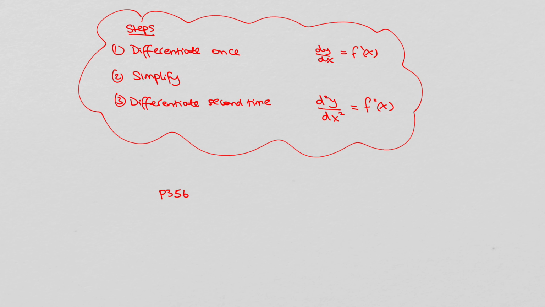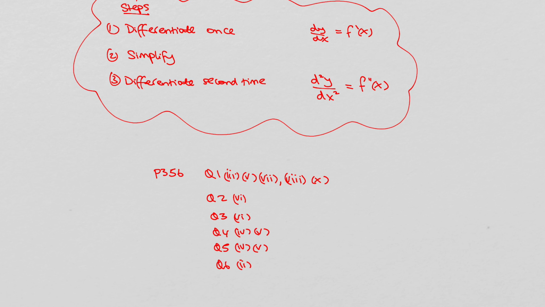So if we go to page 356, we're going to do the following questions. Question 1, part 3, part 5, part 7, part 8, part 10. Question 2, part 6. Question 3, part 6. Question 4, part 4 and 5, and question 5, part 4, 5, and question 6, part 2.